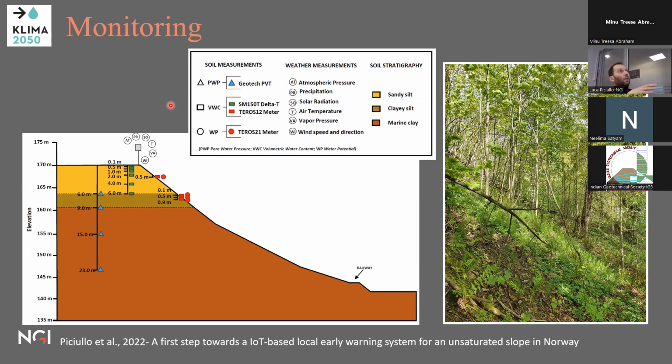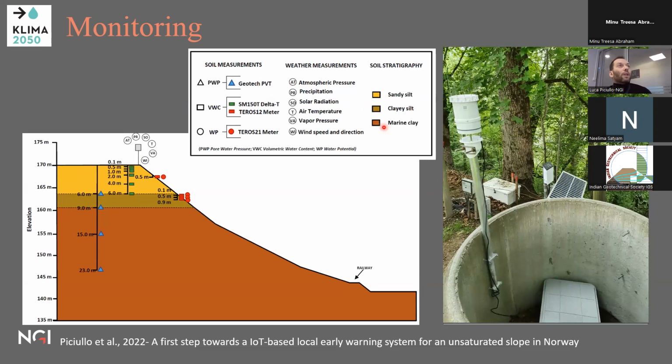So what are the sensors? We have 4 water pressure sensors, piezometers, at different depths. These at the beginning were not in real time, but we have transformed them to real time recently. Then in green, the squares are volumetric water content sensors from Delta Link. And then in red are volumetric water content and water potential sensors. And on top, we have also installed a small weather station that measures atmospheric pressure, precipitation, solar radiation, air temperature, and so on. So these are the measurements we have on the slope.